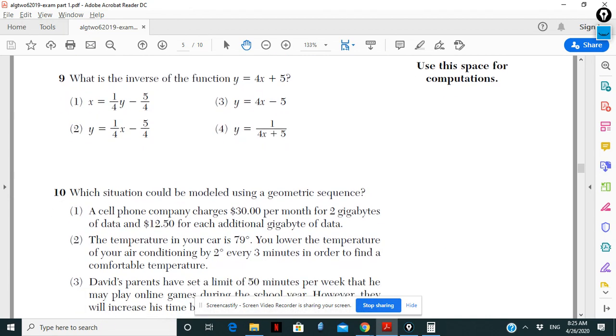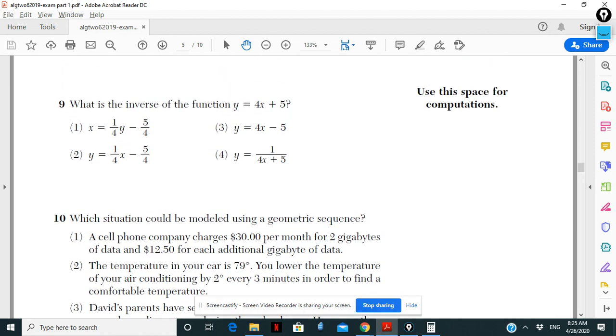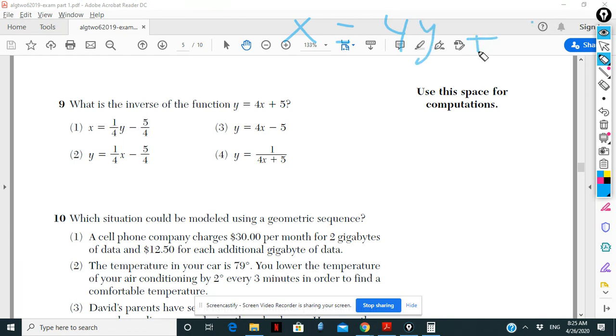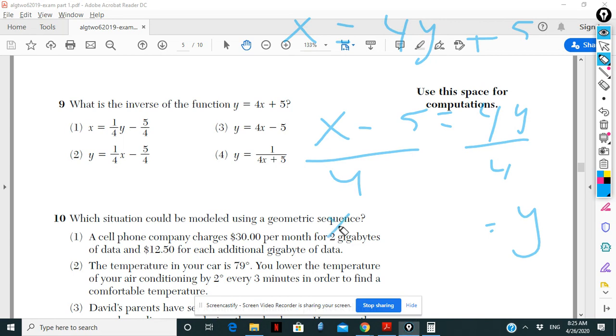Question number 9. Given this function, what is the inverse function? So first step, I'm replacing x's with y. So here is x equal to 4y plus 5. So x minus 5 equal to 4y, divided by 4. So y equal to x over 4 minus 5 over 4, which is this answer. So the answer is 2.